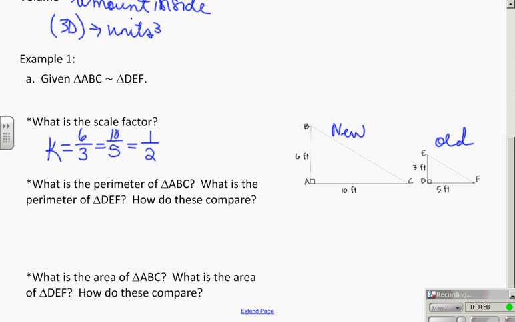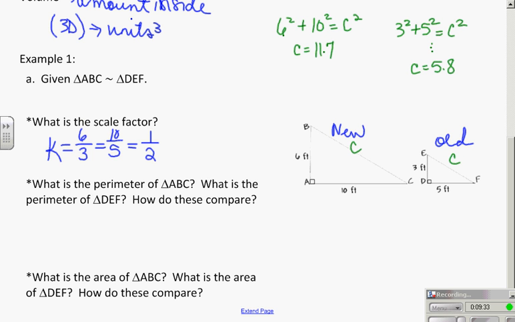Now the perimeter of ABC and the perimeter of DEF, initially I don't have enough information to do that, so I need to use the Pythagorean theorem to find those hypotenuses. And so I have 6 squared plus 10 squared is equal to c squared. I'm not going to show all the work, I'm just going to have you trust me that if you do it, you'll end up with 11.7. In triangle DEF, I have 3 squared plus 5 squared equal to c squared. When you work that one out, you'll find out that c is 5.8.